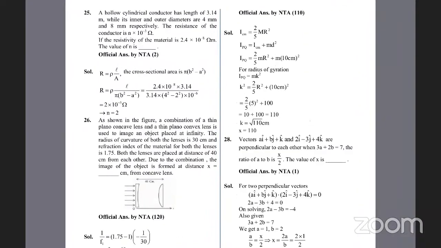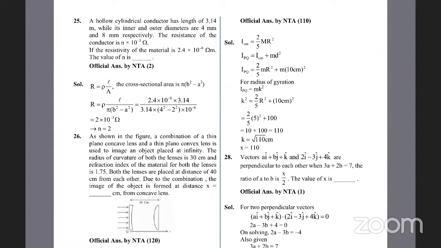Now look at 25th. A hollow cylindrical conductor has length 3.14 meter, while its inner radius and outer radius are 4 and 8. The resistance of the conductor is, okay, it is a straightforward formula. R is equal to rho into L by A, where A is pi into outer radius square minus inner radius square. So straight away, if you apply this formula, you'll get N is equal to 2.